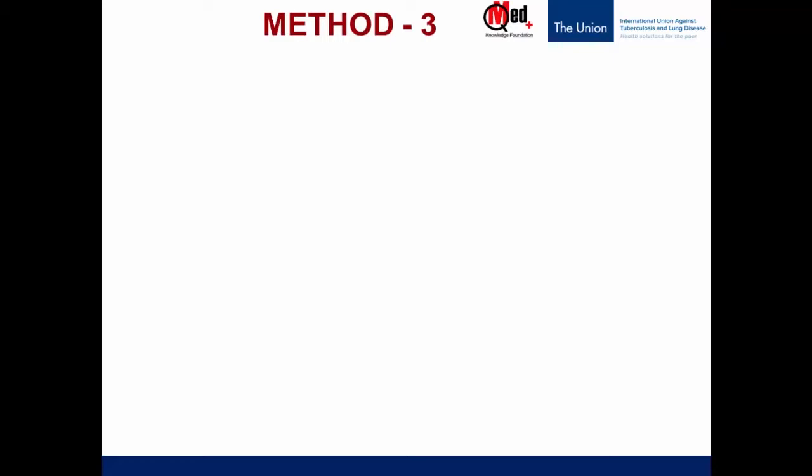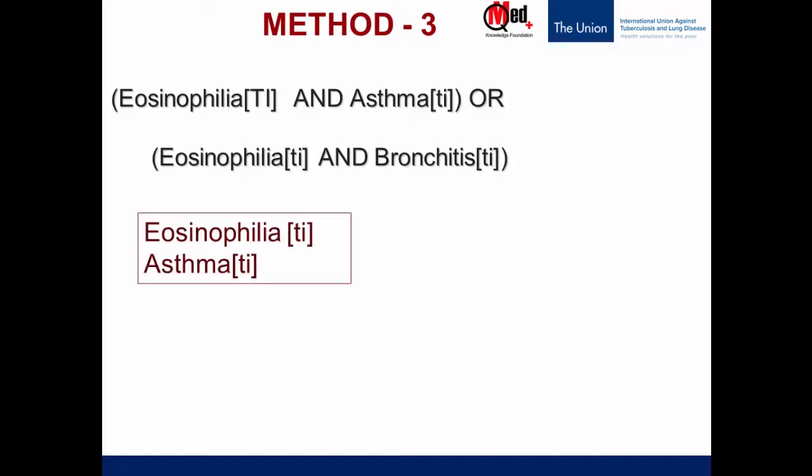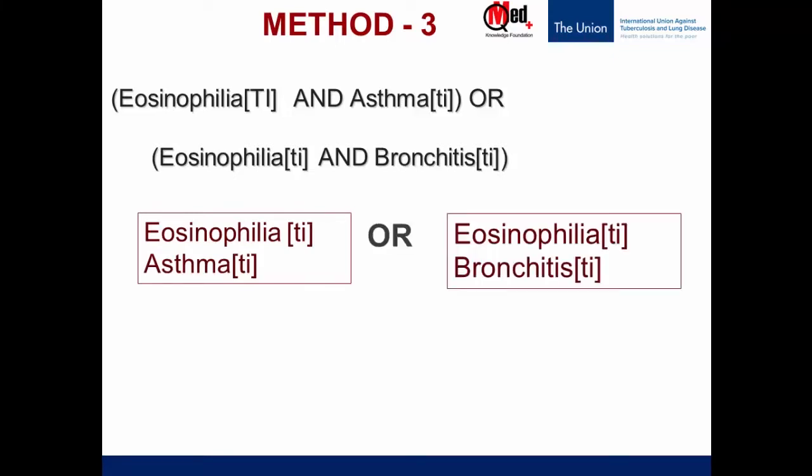The third method is a different method of grouping. We can type in eosinophilia TI and asthma TI as one set, or eosinophilia TI and bronchitis TI as a separate set. How does PubMed do the search? It makes one set where eosinophilia and asthma are together in the title, a second set where eosinophilia and bronchitis are together in the title. When it combines both with or, it just gets us both the sets together as a single set.